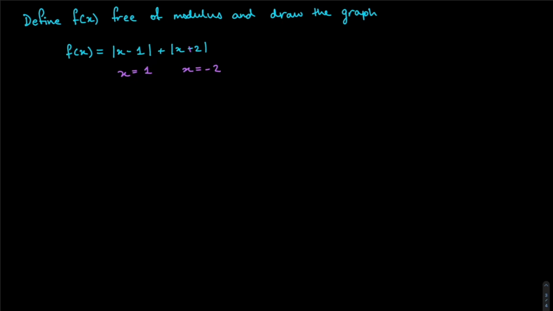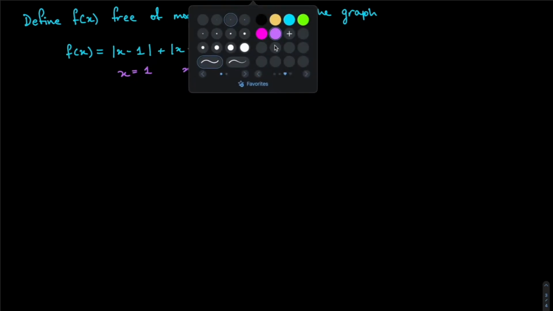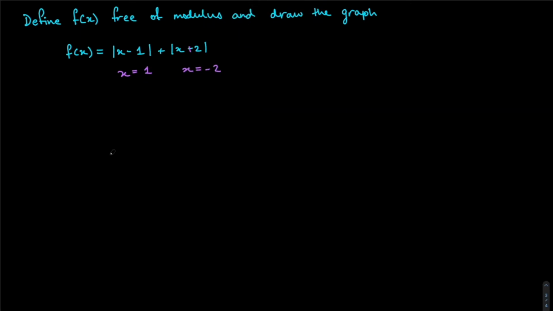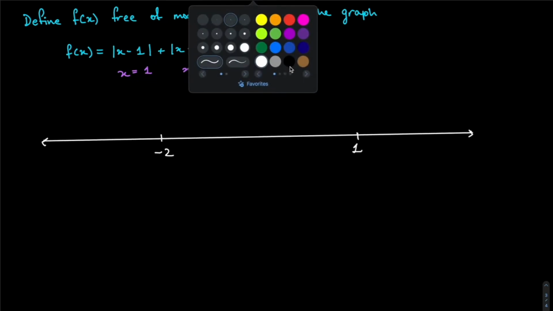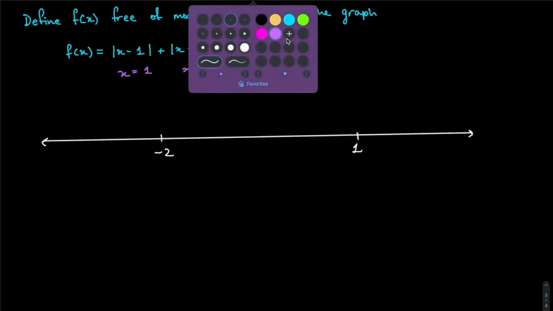Now how do we start? I'm going to draw a number line here again. Number lines are literally my best friends when I work with modulus. They keep things really clear, so you can never falter when you work with this. I'm going to have plus 1 here, and minus 2 here. It doesn't have to be to scale at all.